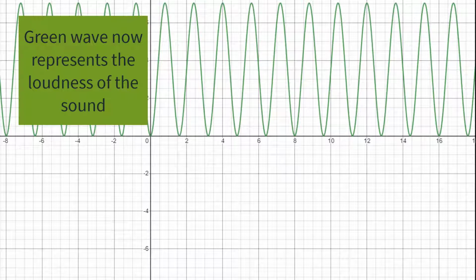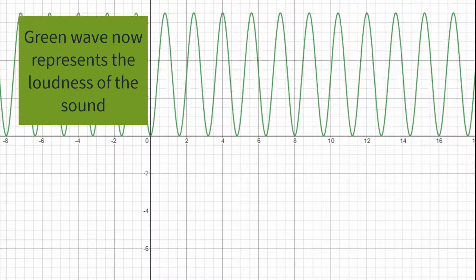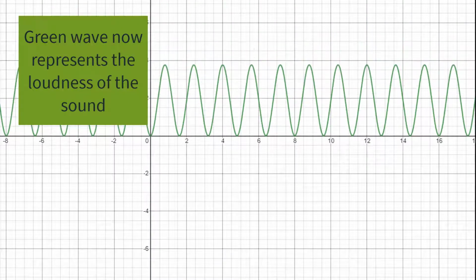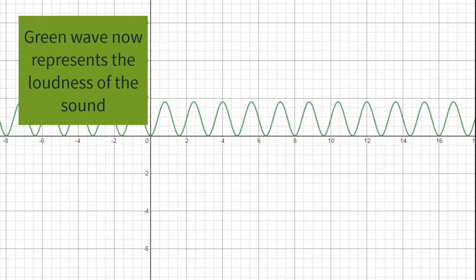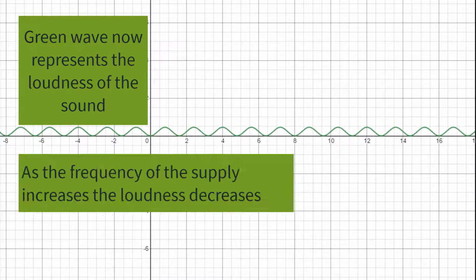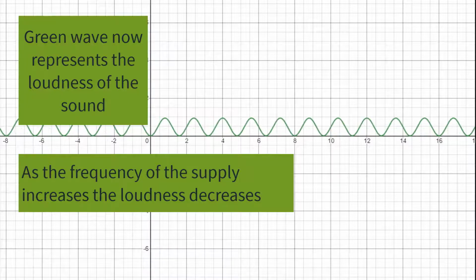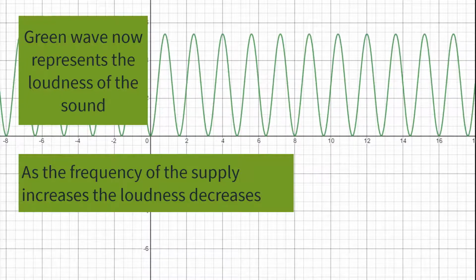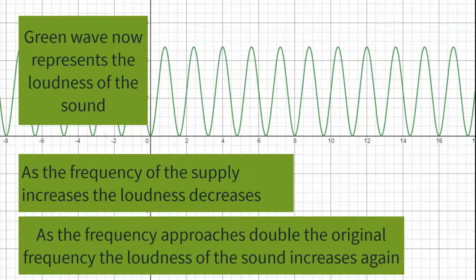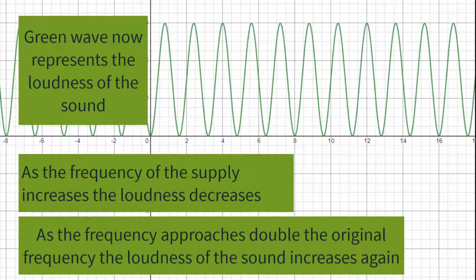So let's increase the frequency, and as we increase the frequency you can see that the loudness of the sound is becoming smaller, it's getting quieter. So as the frequency increases, it gets quieter until it gets to a point where it starts to increase again. So it's getting louder again. And now we've reached the signal generator frequency of double the frequency we had previously. And as you can see, the amplitude is now back up to its maximum.